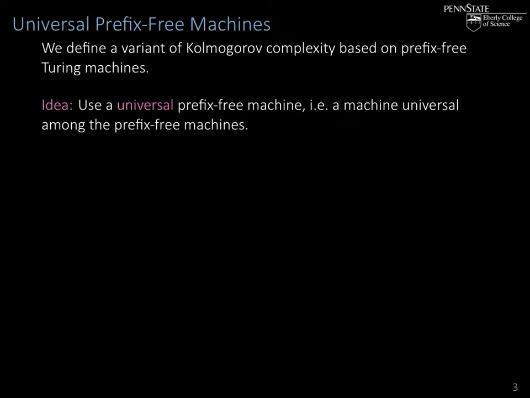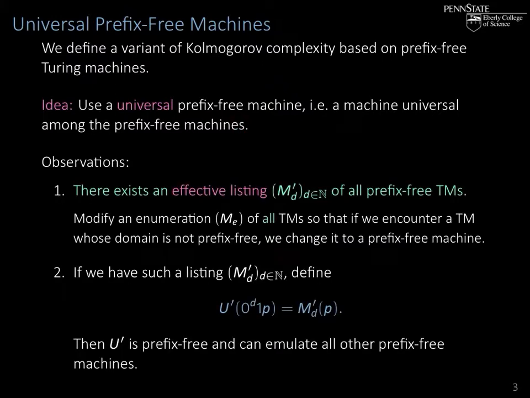Okay. So we now define this variant of Kolmogorov complexity, and this is based on prefix-free Turing machines. The idea is similar to the original definition, which we now also refer to as plain Kolmogorov complexity, to use a universal prefix-free machine to make it a rigorous notion. A universal prefix-free machine is just a machine that is universal among the prefix-free machines.